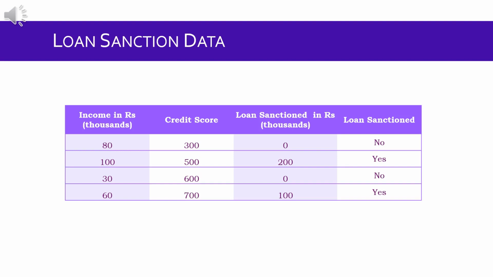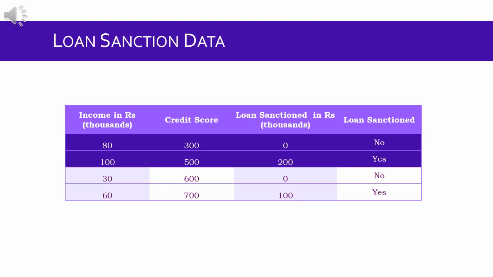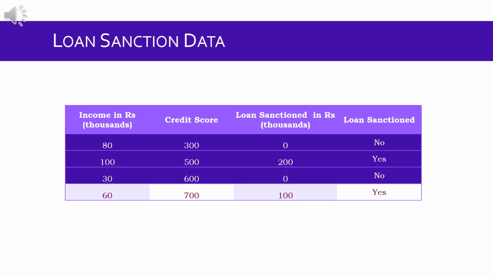In first split, 300 is in group 1 and 500, 600, 700 are in group 2. In the second split, 300, 500 are in group 1 and 600, 700 are in group 2. In the last one, 300, 500, 600 are in group 1 and 700 is in group 2.